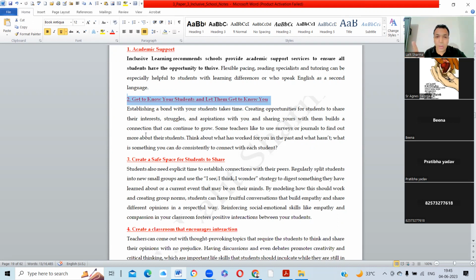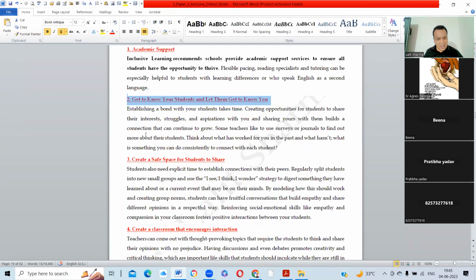Subject, I'm not talking about mathematics, science, English, any subject. I'm talking about the student. My answer would be to know the student first. This is the meaning of teaching.